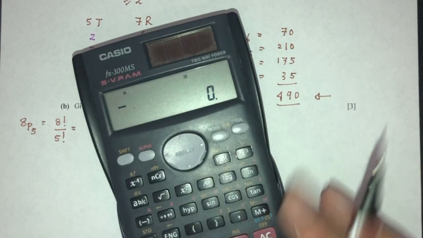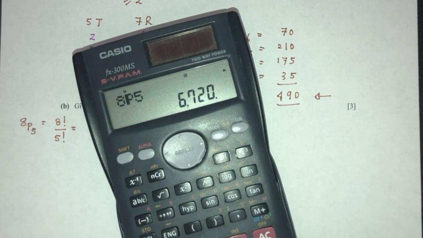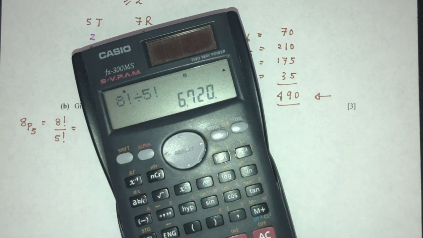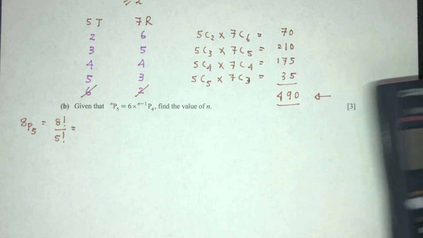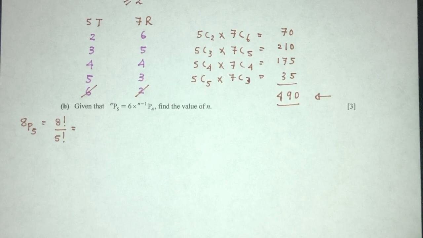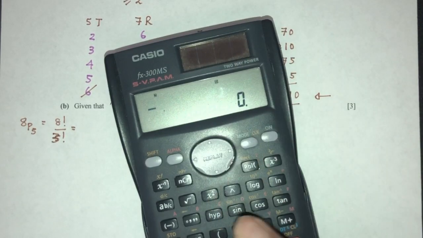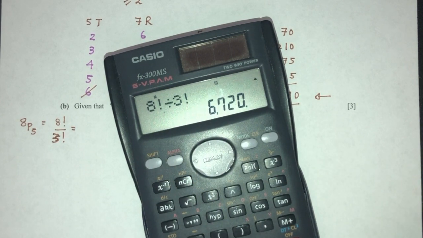Let's check. 8 permuted 5 is this one. If you take 8 factorial divided by 5 factorial, oh, not right. Not supposed to get the same thing. Maybe it's the other way around. Let's check. That will be 8 times this times this, so divided by actually 3. My apologies. 3 factorial divided by 3 factorial. Yep, exactly. This is the other way around.